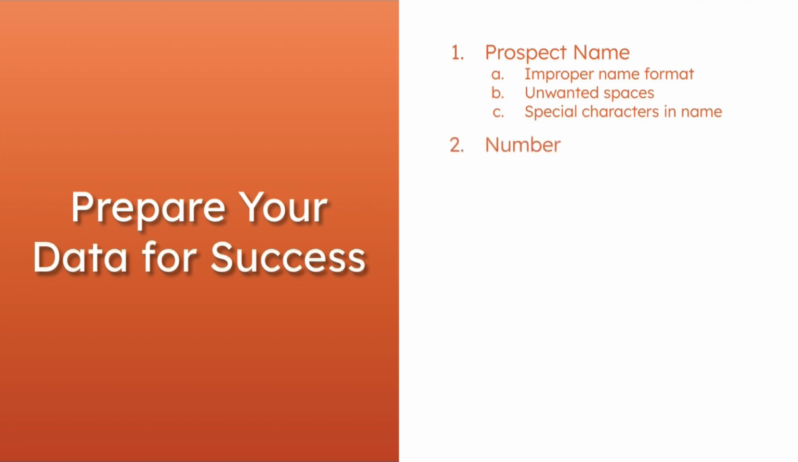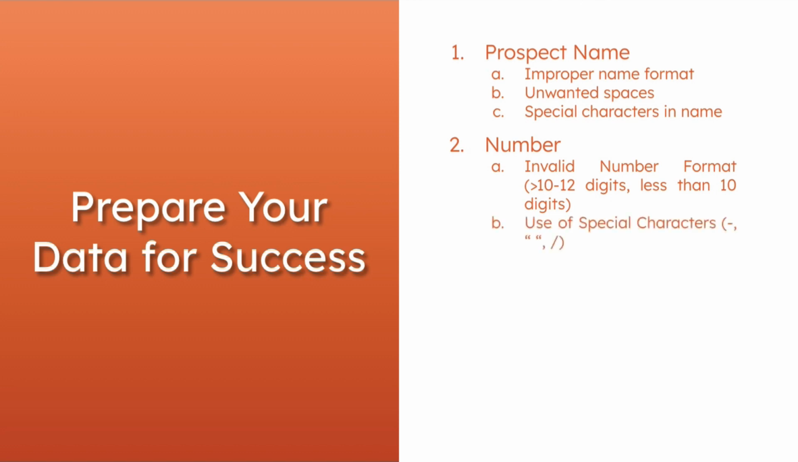Number formats. Number formats are invalid because there are some numbers which exceed the limit of digits. Like if a number is a 10 digit number, in the data there might be chances of having 12 or more than 10 digit numbers. So you can correct that. In some numbers there are some special characters mentioned. So we need to remove that also. Multiple numbers. If a prospect has multiple numbers, you can add a comma and separate their numbers before uploading it into the Samvad.